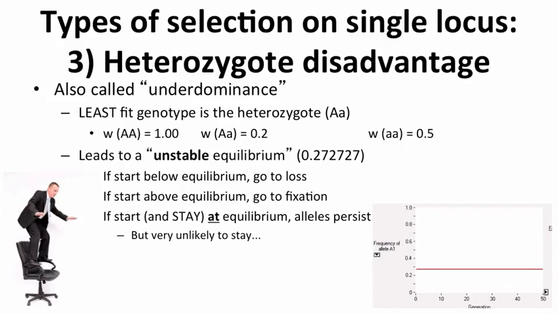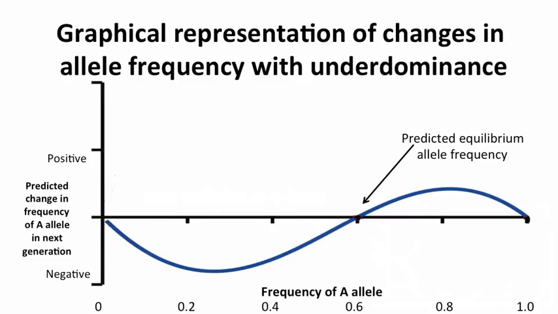So unlike the previous example, this is a graphical representation of allele frequency change with underdominance. If you're not at the equilibrium point, let's say, for example, again, the equilibrium allele frequency is 0.6. If you're starting at 0.8, your predicted change in allele frequency is positive. You get pushed away. If you start at 0.4, your predicted change is negative, and you get pushed away. So again, you lose variation in the population. Only if you're right at that equilibrium allele frequency can it stay. So it's a very unstable equilibrium point.